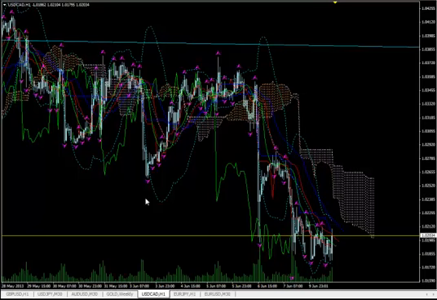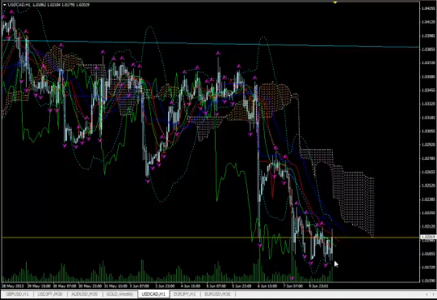We might use other criteria to exit the trade. If we entered here in the Kumo breakout, in the bearish Kumo breakout on the H1 chart, we can plan our exit on a bullish Kumo breakout on the H1 chart. That's another approach to the trade management.